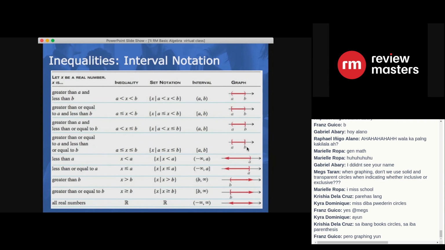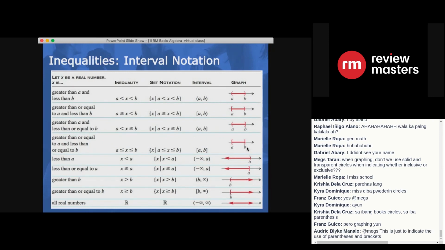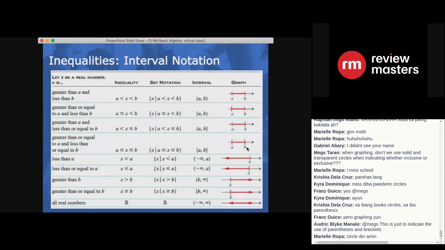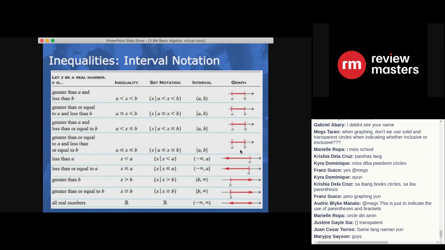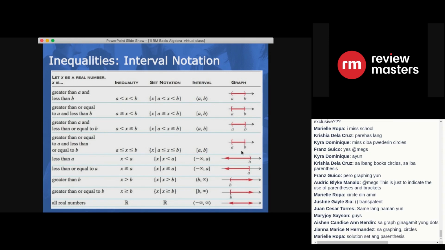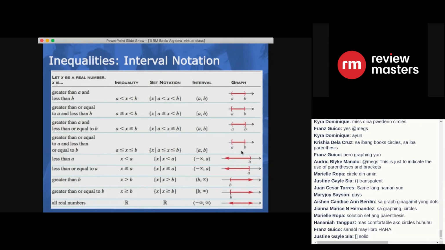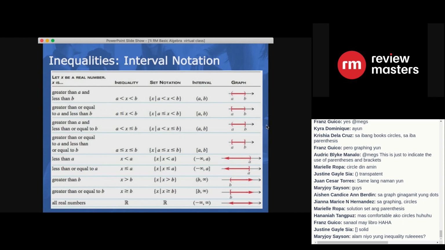Normally, parenthesis yun yung hollow na dot. Yung bracket, yun yung closed na dot. Yung dot talaga. Okay? So, sometimes, ganun yung ginagawang graph. Kapag yung parenthesis, yun yung hollow. Kapag yung dot, yun yung bracket. Okay? Sometimes they use hollow na dot instead of parenthesis, and kapag bracket, yun yung closed na dot.